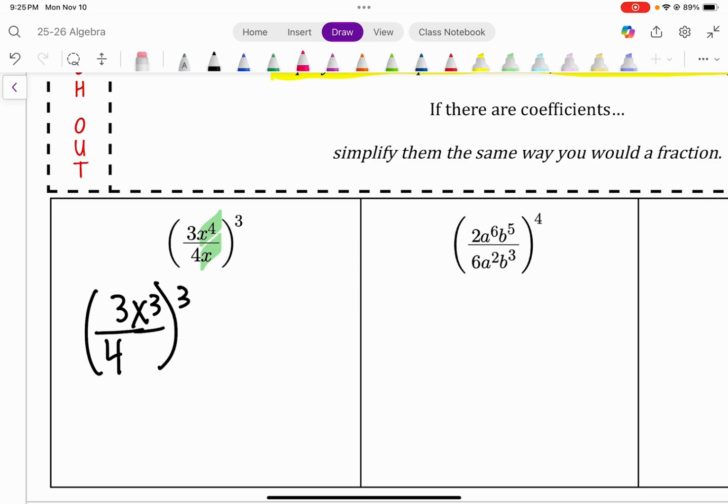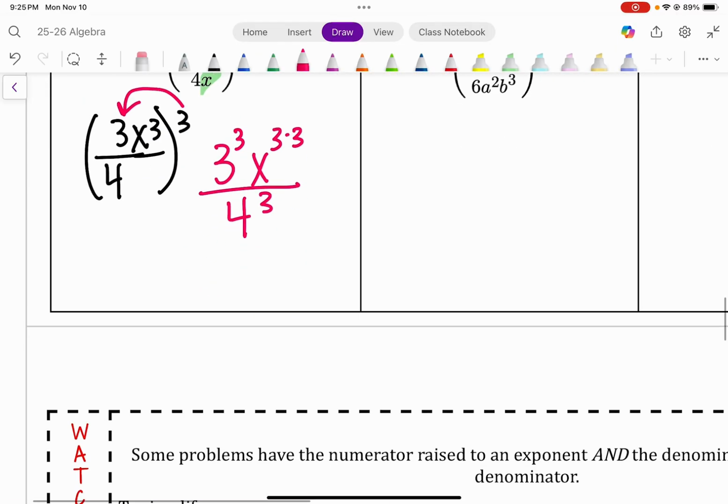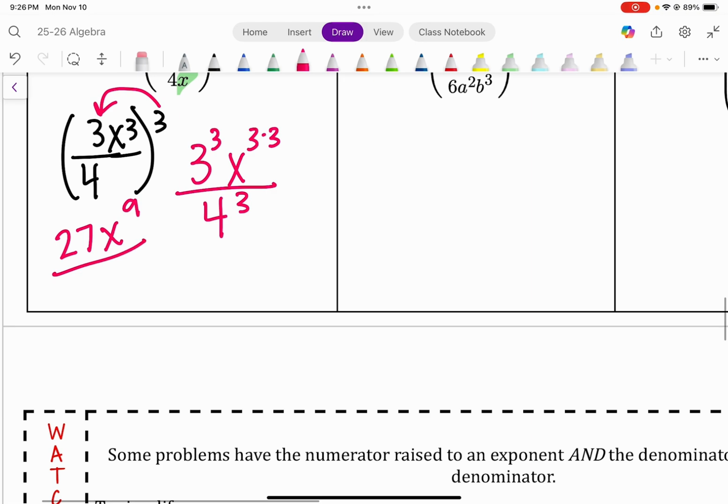And that's all getting raised to the third. So the exponent 3 goes to the 3 in the base, x to the third again, and 4 to the third. Now, we expect pre-algebra students to know cubes between 1 and 10. So 3 cubed I'll write as 27, and I'll need x to the 9th, divided by 4 to the 3rd is 64. And those share no common factors. So that's my final answer.